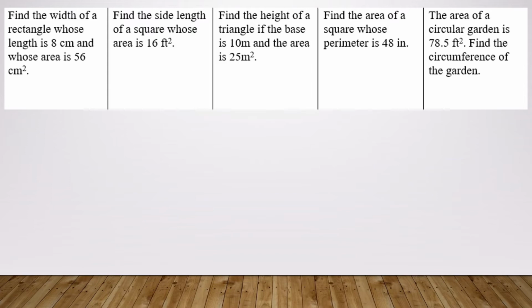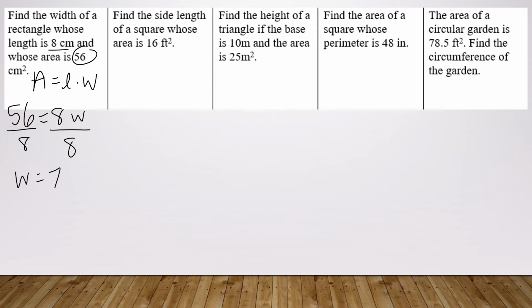Find the width of a rectangle whose length is 8 centimeters and whose area is 56. So again, area of a rectangle is length times width. They give us the area, which is 56. They give us the length, which is 8. We are trying to find the width. So go ahead and divide both sides by 8. You get W equals 7 centimeters.